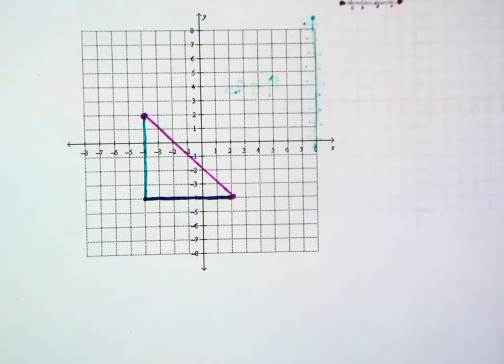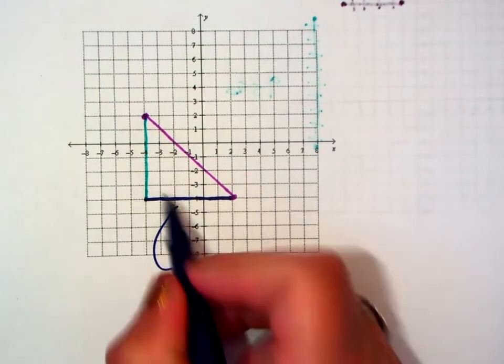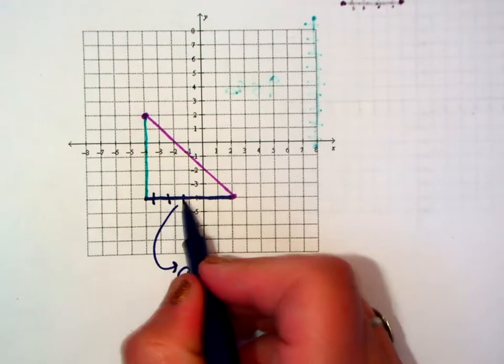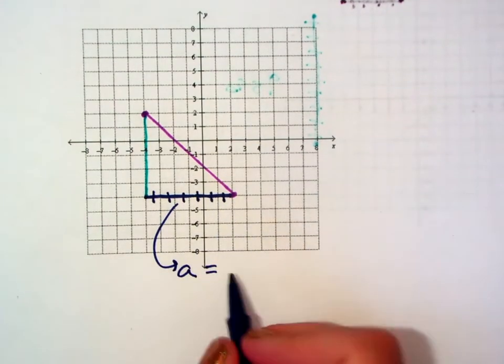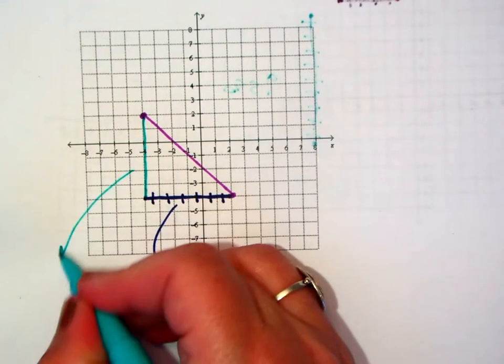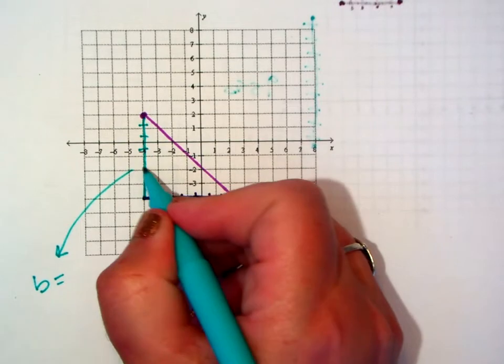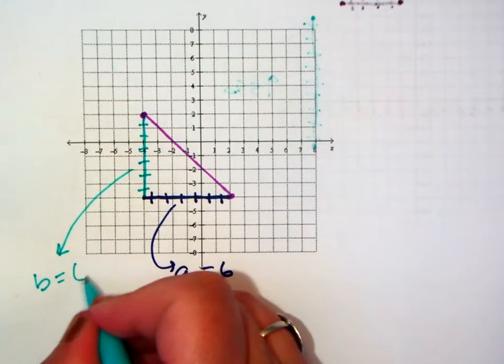Okay. And we'll call this our side A. So A, and then we'll count it 1, 2, 3, 4, 5, 6. So A is 6. And our side B, and it really doesn't matter what letter these are. 1, 2, 3, 4, 5, 6. Oh, B is also 6.